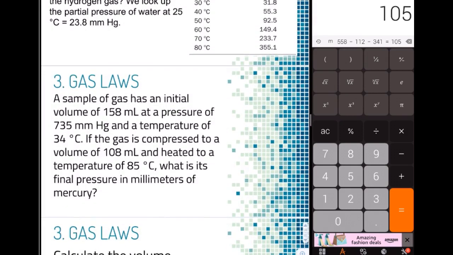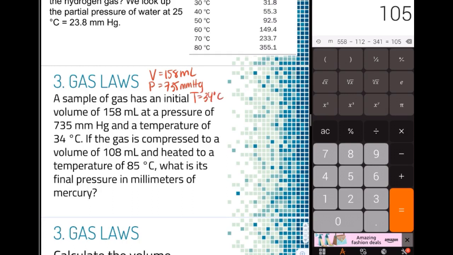So looking at this question, a sample of gas has an initial volume of 158 milliliters at a pressure of 735 millimeters of mercury and a temperature of 34 degrees C. If the gas is compressed to a volume of 108 mL and heated to a temperature of 85, what is the final pressure in millimeters of mercury? And so I'm going to identify my variables here. In initial volume, I'm going to say I have a volume of 158, a pressure of 735 millimeters of mercury, and a temperature of 34 degrees C.